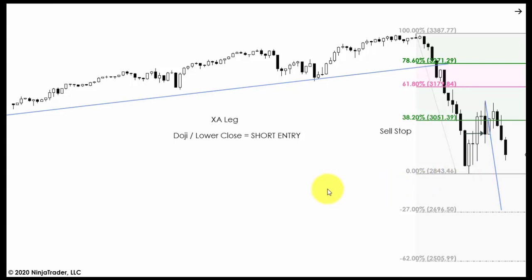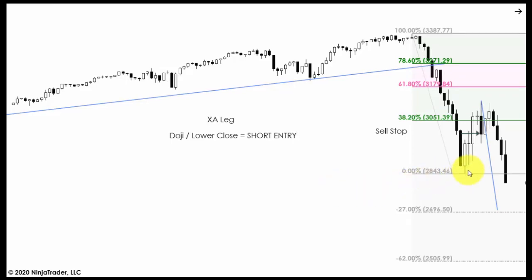All right, so let's see if we roll back down. There's our first target at 2850. So again, the 382, this would be 3050. That's a 200-point move in the S&P. Again, tremendous volatility right now in this market. Not only that, but we have a lower low and a close below the A leg right here.